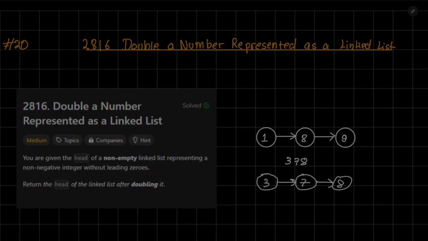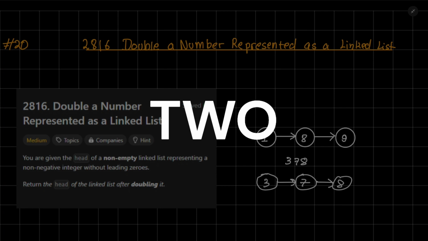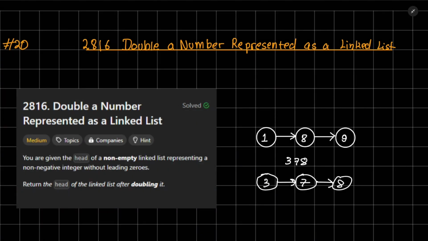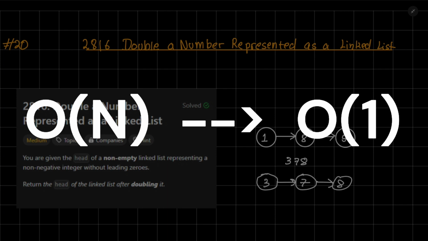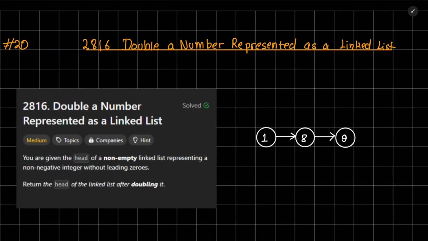In this video, we will discuss two ways, where the first one has a space complexity of O of n and we will decrease it to constant space in the second approach. For this example, if we multiply this 189 by 2, we will get 378. So what we have to return is a linked list representing this number: 3, 7 and 8. Let's move on to approach 1.